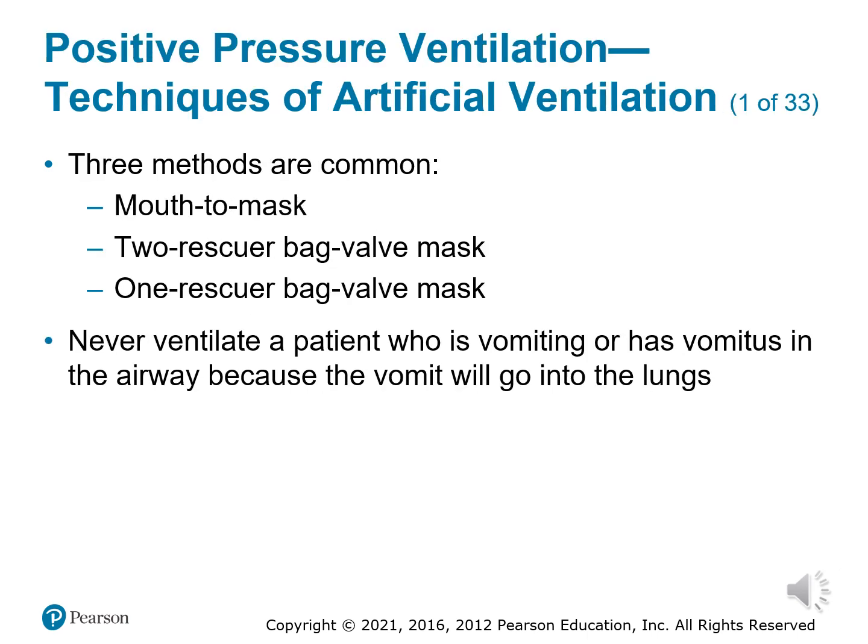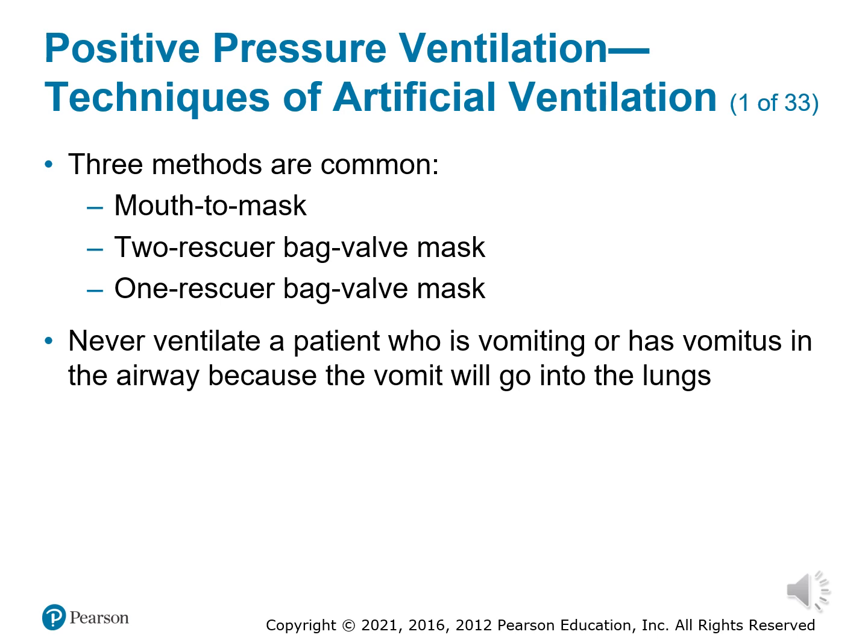Next, we're going to talk about techniques of artificial ventilation. There are 3 methods that are common. The first one is a mouth-to-mask, preferably with high concentration supplemental oxygen at 15 liters per minute. A 2-rescuer bag valve mask, which is preferably with a high concentration of supplemental oxygen at 15 liters per minute, and a 1-rescuer bag valve mask with preferably high concentration supplemental oxygen at, guess what, 15 liters per minute.